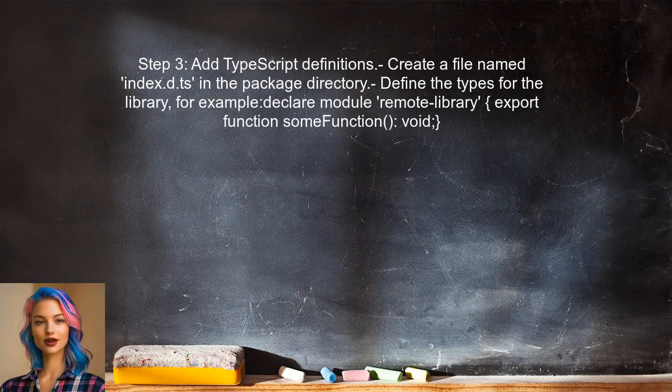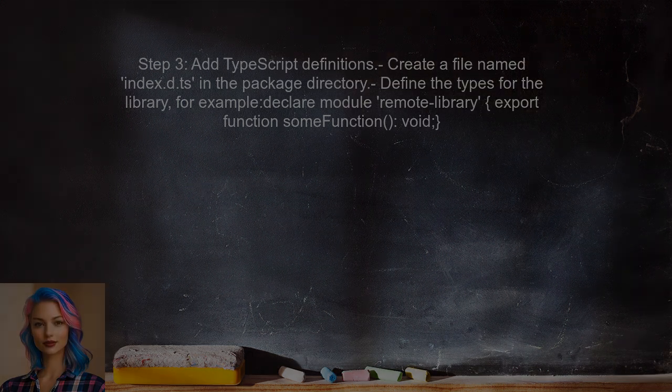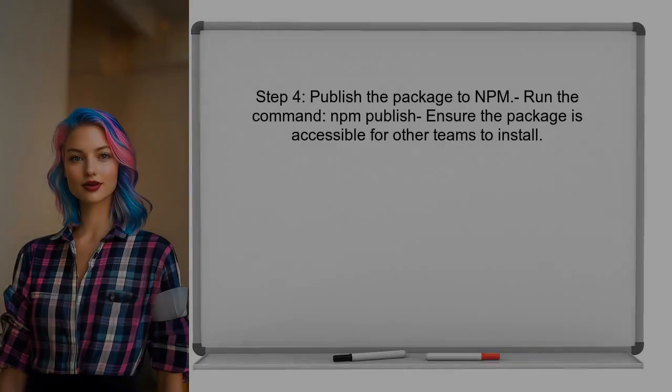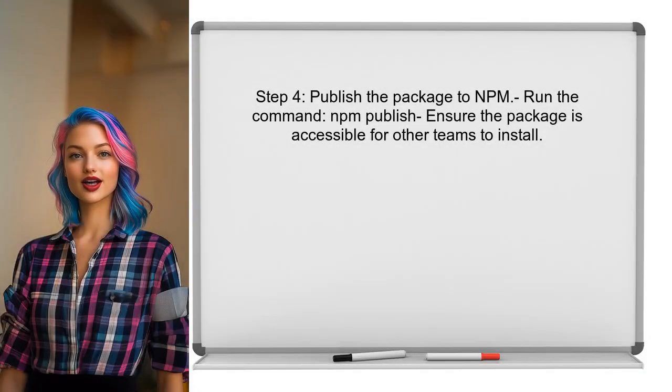Now, the user needs to include TypeScript definitions for the library. This ensures that TypeScript can provide type checking and IntelliSense support when the library is used in applications. After setting up the facade and TypeScript definitions, the user should publish the package to NPM. This allows other teams to install it easily and use the library without needing to know the remote URL.